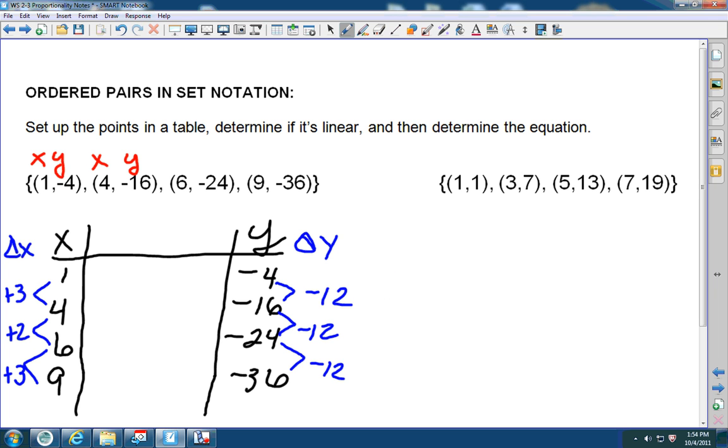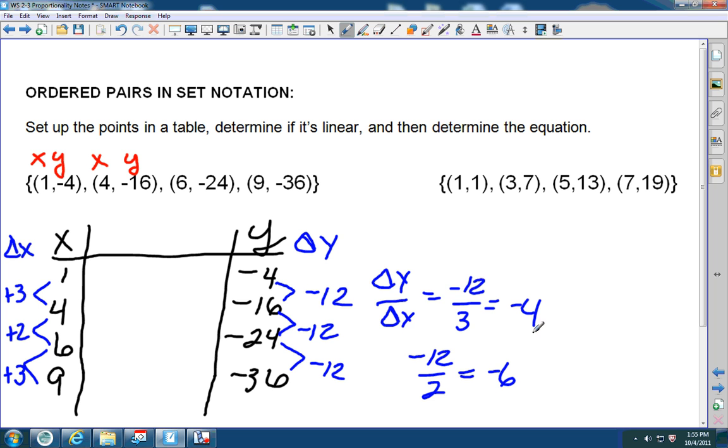Uh-oh. Right here I've got delta y over delta x. Negative 12 over 3 is negative 4. The next one, negative 12 over 2 is negative 6. These are not the same. This means it is not linear, so it's not proportional. It must be linear in order to be proportional.